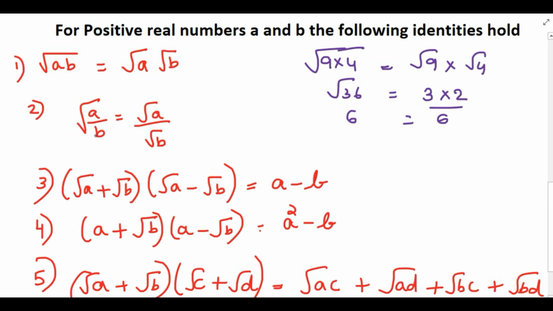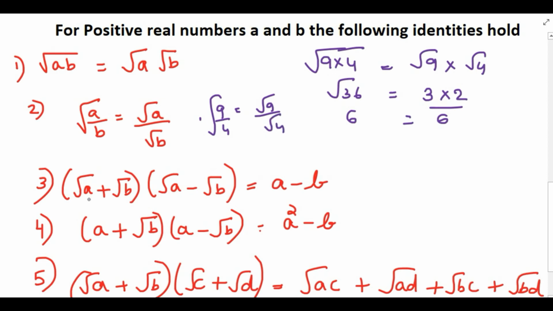Same way, square root of A by B equal to square root of A divided by square root of B. You can take the same example. Square root of 9 by 4, I can do separately: square root of 9 divided by square root of 4.